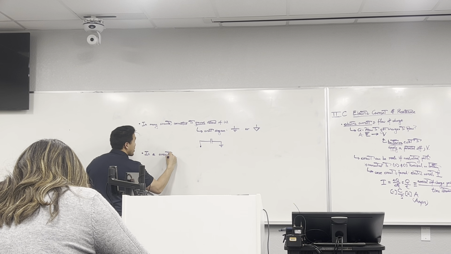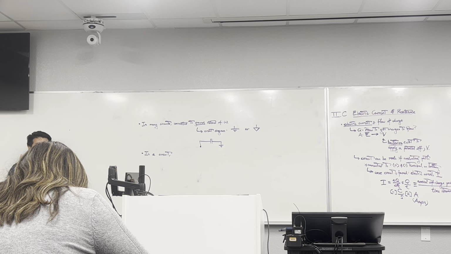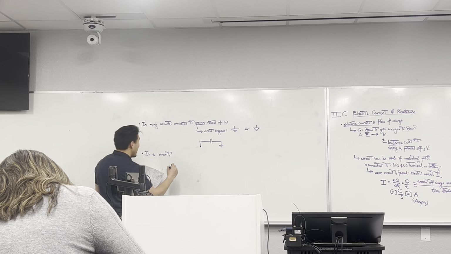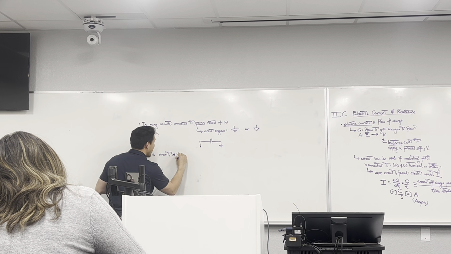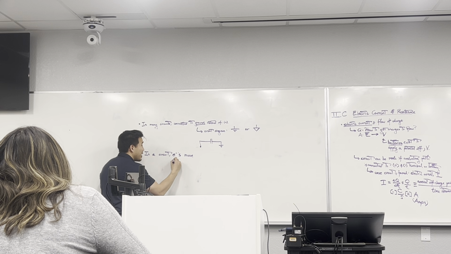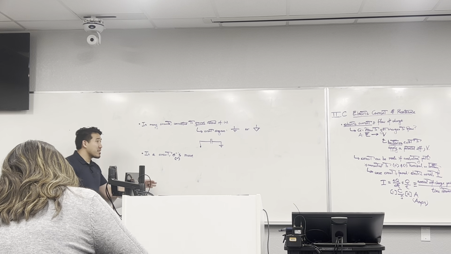One is that in a circuit, what is actually moving? What is actually flowing? What moves? Electrons. Right, electrons move. What charge do electrons have? Positive or negative? Negative. Right, it is the negative charge that's actually moving.